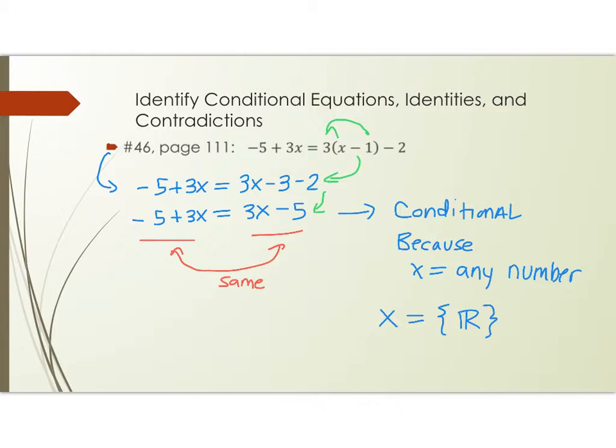Well, in this case, if we cancel everything out on either side of the equation, we get 0 equals 0. Well, that's conditional because x can be any number. It doesn't matter what x is. So that's what a conditional equation is.